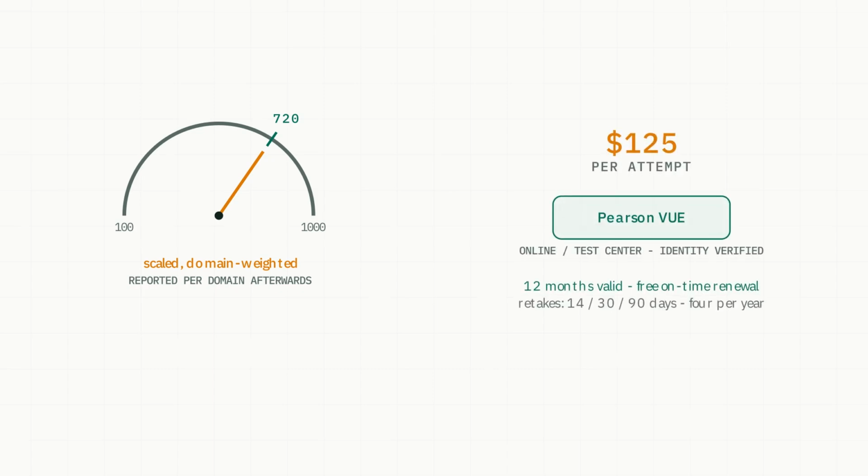The fee is $125 per attempt, proctored through Pearson VUE, online or at a test center, identity verified. 12 months of validity, free on-time renewal, and the familiar retake ladder, 14, 30, 90 days, 4 attempts per rolling year.